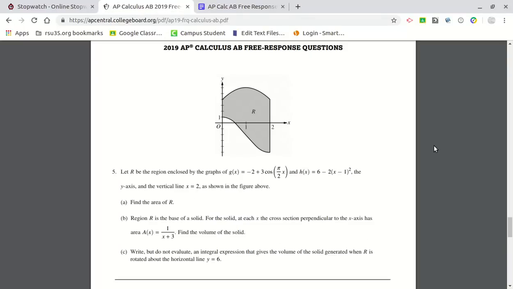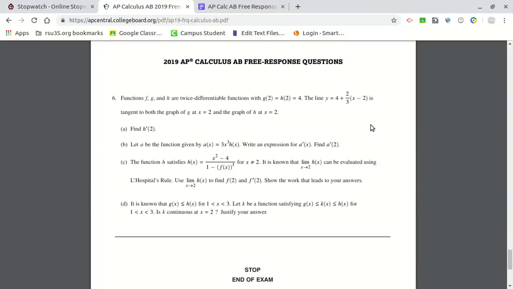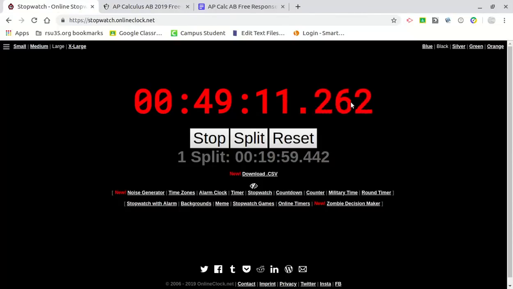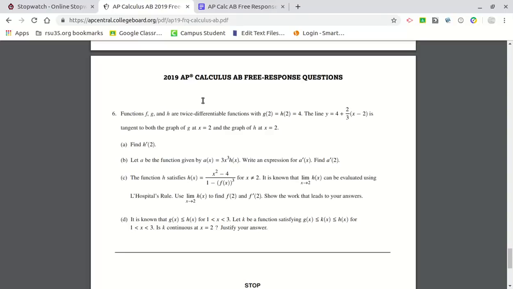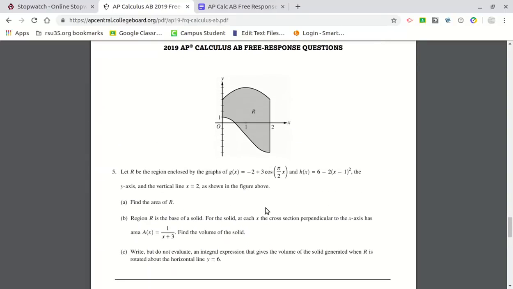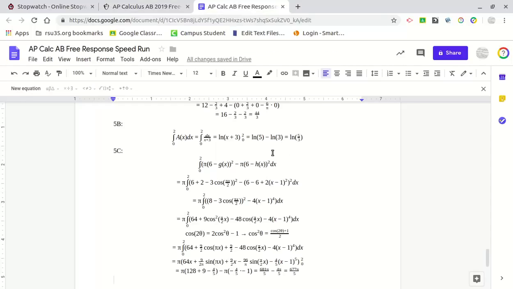I can't believe they put that in a non-calculator section on an AB exam. I'm so sorry for you all. And we have, okay, good time. If this was the actual exam, I would have 40 minutes left, which I think is pretty good. Did I miss something? I hope that's right. I'd be very disappointed in myself if that's wrong. Got a bunch of these.